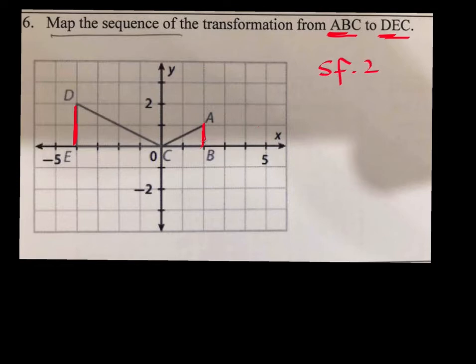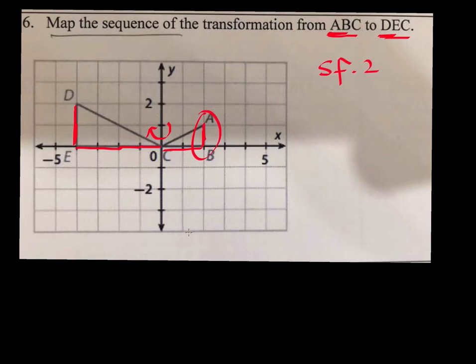Okay. But then what else did happen? Well, it looks like it got reflected about the y-axis. So you've got to flip it this way. So this side ends up there. Okay. And then let's see, is there any right, left, up, down movement like translation? I don't think so. Let's see if scale factor 2 makes sense. From C to B, it was 1, 2 units. So C to E, 1, 2, 3, 4 units. It makes sense. It got doubled.